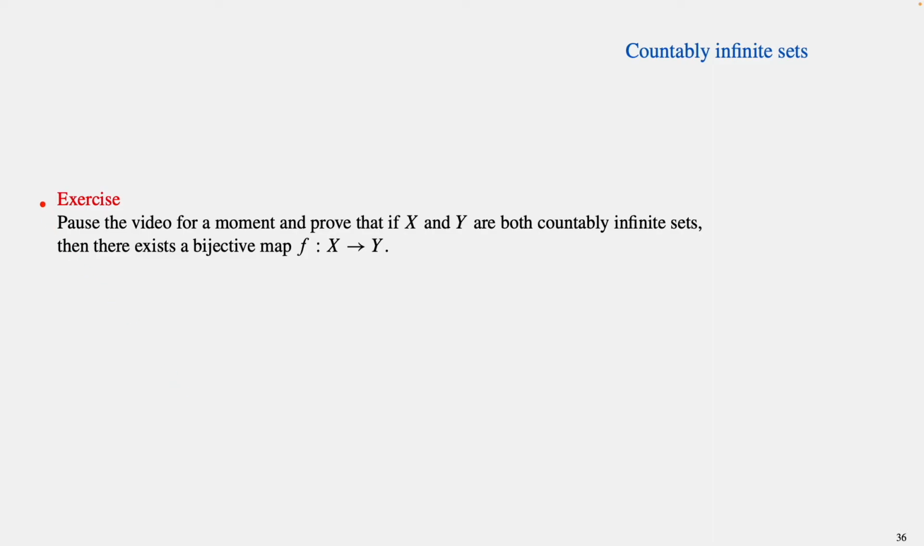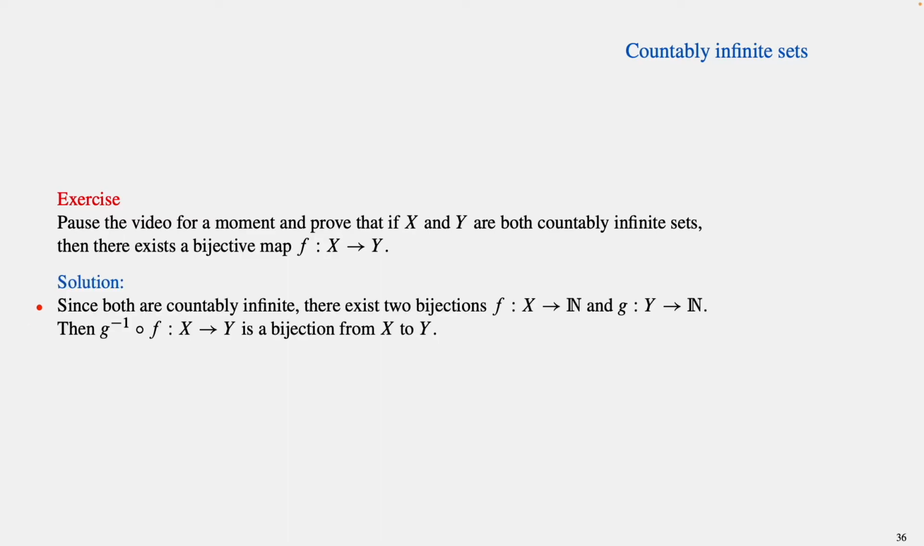And as a rather quick exercise for you, you can prove that if X and Y are both countably infinite sets, then there exists a bijective map between X and Y. So I hope you quickly did this. Since both these sets are countably infinite, we have bijections f from X to N and g from Y to N, and then we can simply compose the inverse of g with f, and we get a bijection from X to Y, which was required here.